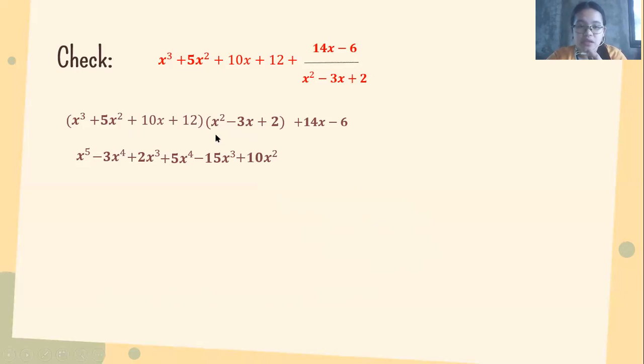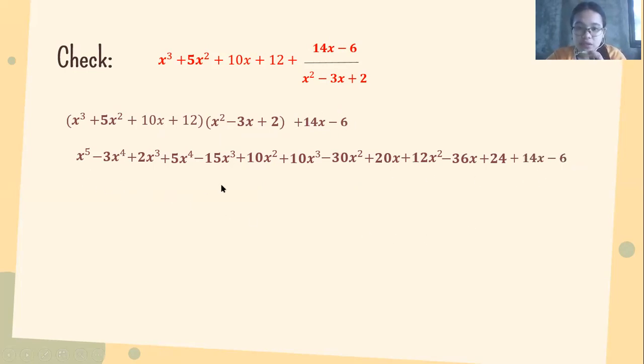10x times x squared is equals to 10x cubed. 10x times negative 3x is equals to negative 30x squared. 10x times 2 is equals to positive 20x. 12 times x squared is equals to 12x squared. 12 times negative 3x is equals to negative 36x. 12 times 2 is equals to 24 plus the 14x minus 6.